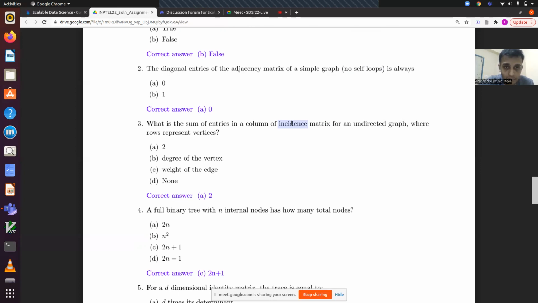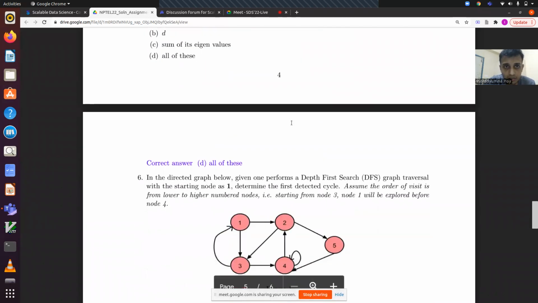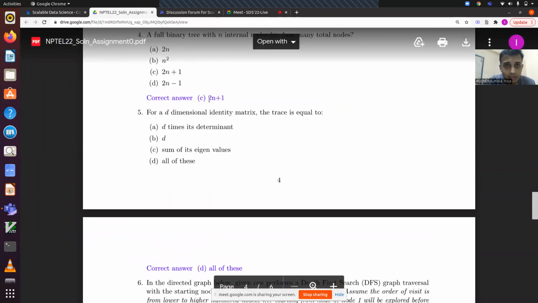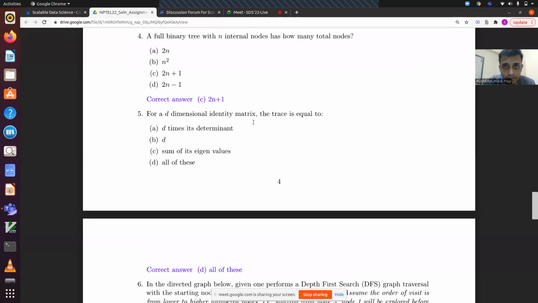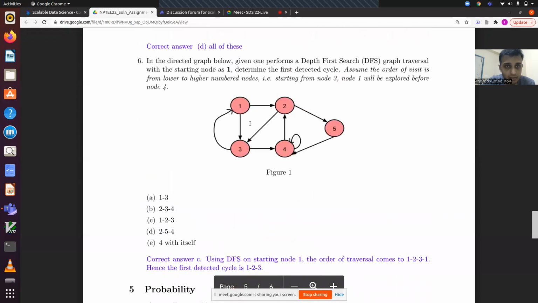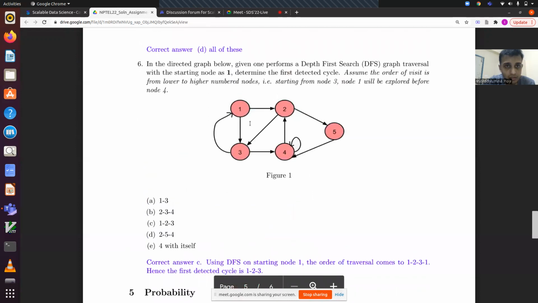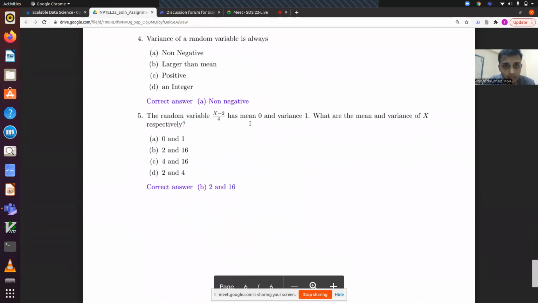Then the last question, sir. Fifth or sixth? Fifth, sir. Fifth, okay. So what is this? For a d-dimensional identity matrix, trace equals. No, sir. It's the last question of this year. Please go to the last question, which is the ordinary one. I see this one. Yeah.